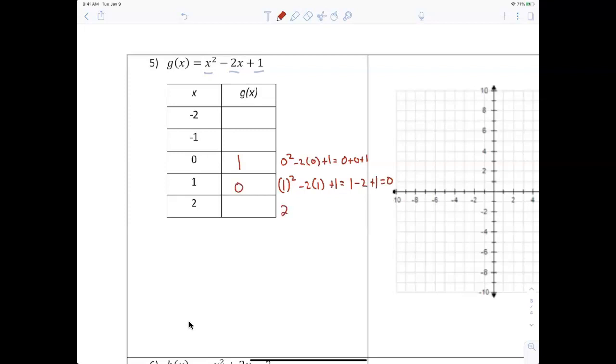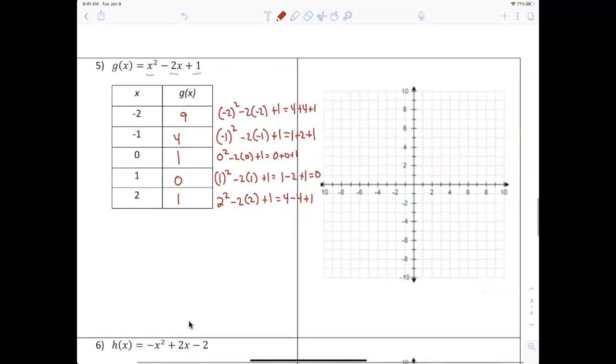Then I'm going to plug 2 in. 2 squared minus 2 times 2 plus 1 is 4 minus 4 plus 1, which is also 1. Now I'm going to plug negative 1 in. Negative 1 squared minus 2 times negative 1 plus 1 would be 1 plus 2 plus 1, which is 4. And then we'll do negative 2 squared minus 2 times negative 2 plus 1, 4 plus 4 plus 1, which is 9. Okay, so now again we can plot these points.